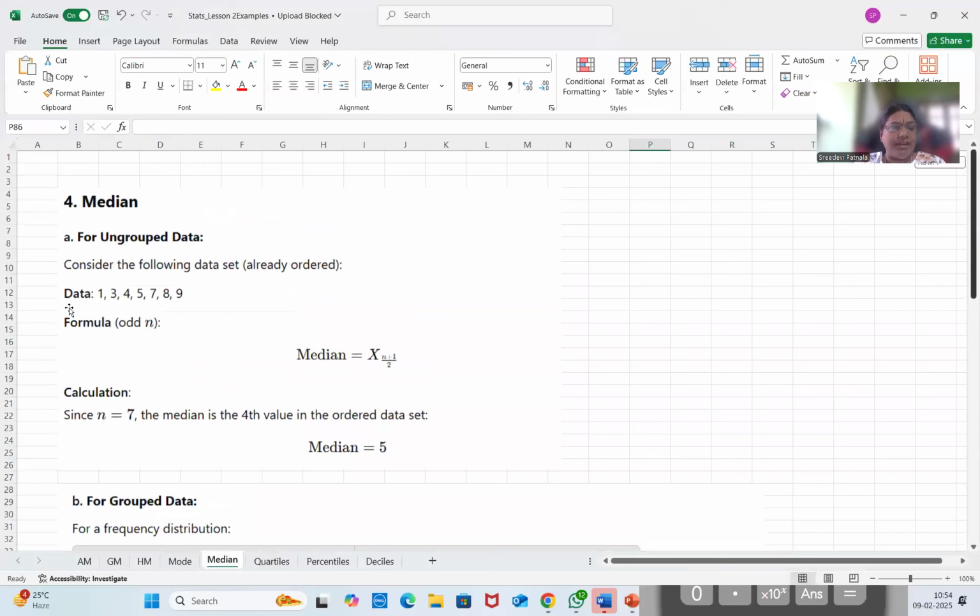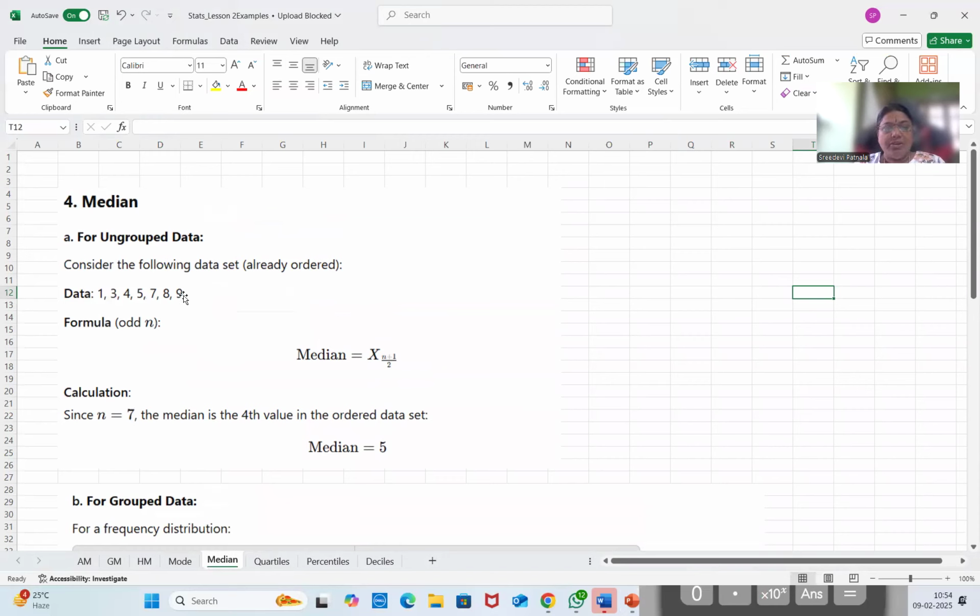So for ungrouped data, the data set is given. Whenever you have to find the median, first you need to put it in sorting order, ascending order, from the smaller to the larger number, then find the middle value. So what is your data set? It is 1, 2, 3, 4, 5, 6, 7.